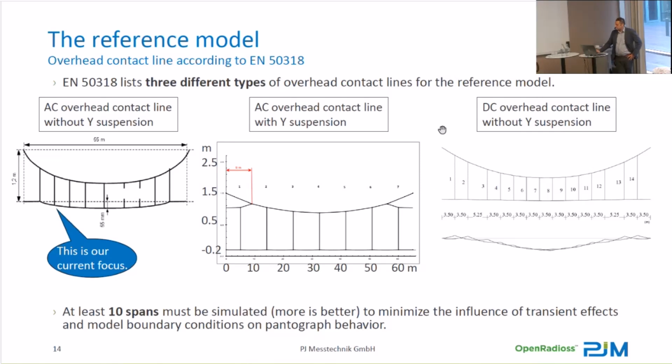Then, if you are also interested in direct current, you can also do DC overhead contact line. The standard also tells us we have to use at least 10 strands, so 10 times 55 meters, in order to simulate such problems. In reality, we have to use way more to get rid of transient effects or model boundary conditions.